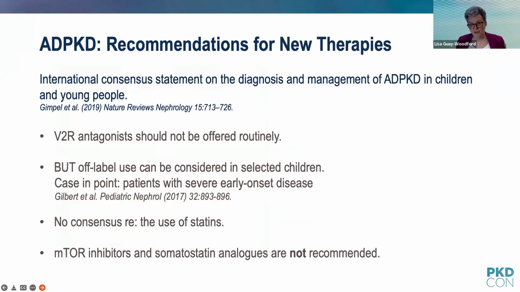There are children, I certainly take care of them, where they can be treated off-label because in the United States, tolvaptan is not yet approved for use in patients less than 18 years of age. But they really should be selected carefully for rapidly progressive disease. There is no consensus about the use of statins.